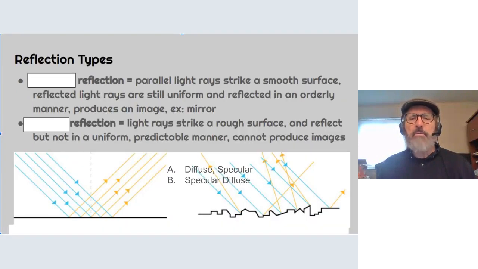All right, so A or B here. So blank reflection, the parallel light rays on the smooth surface, the reflected light rays are still uniform, and it looks like a mirror to produce an image. And the other one, blank reflection, light strikes a rough surface and reflects, but does not stay uniform. Is A the first one diffuse and specular, or is it B, specular and diffuse? Which one is it?